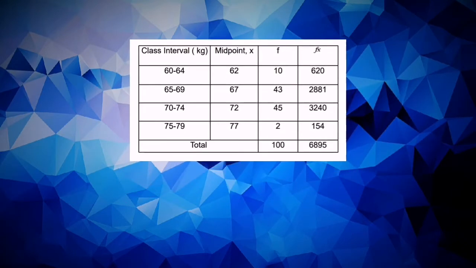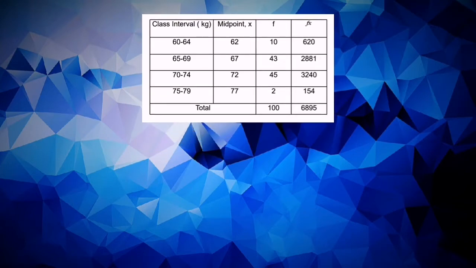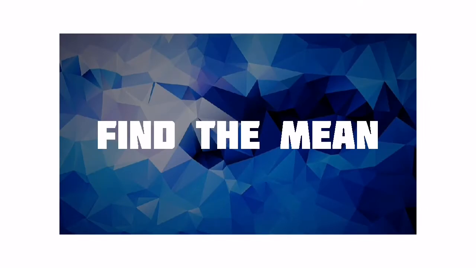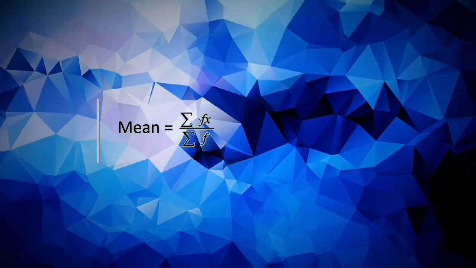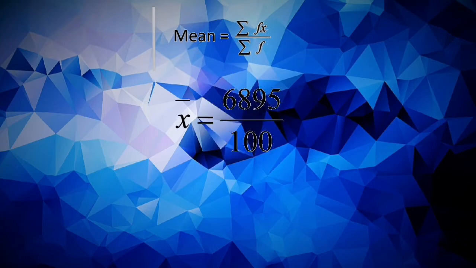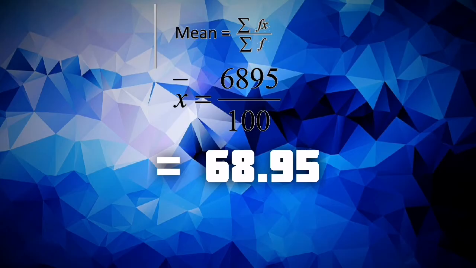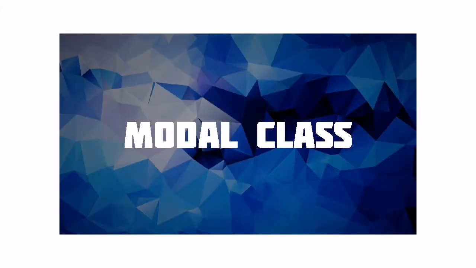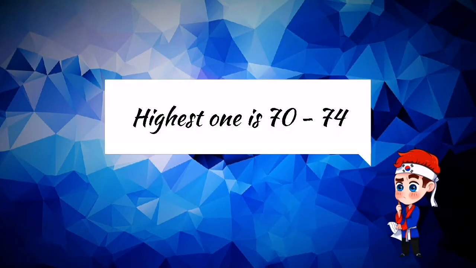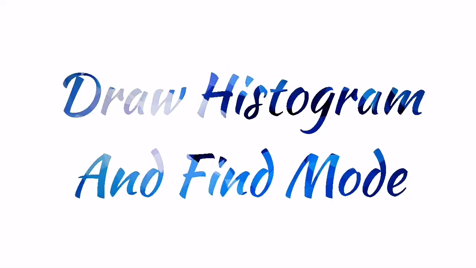The question also wants us to find the mean and modal class. To find the mean, we use the formula of the mean and then insert all the data into the formula. The answer is 68.95. For the modal class, we need to find which one has the highest frequency. So the highest one is 70 to 74. For the second question, we need to draw a histogram and find the mode.